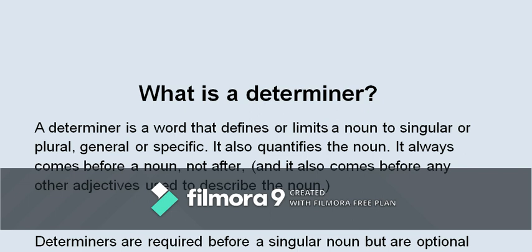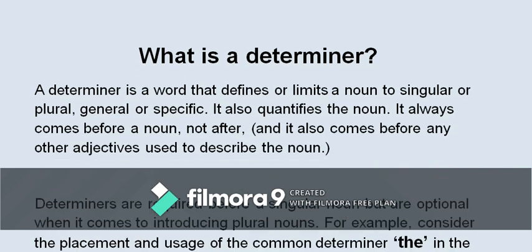For example, it can be the best place. Place is a noun, best is the adjective, the is the determiner. So in this case, it is before the adjective. Let us proceed and find out something more about it.